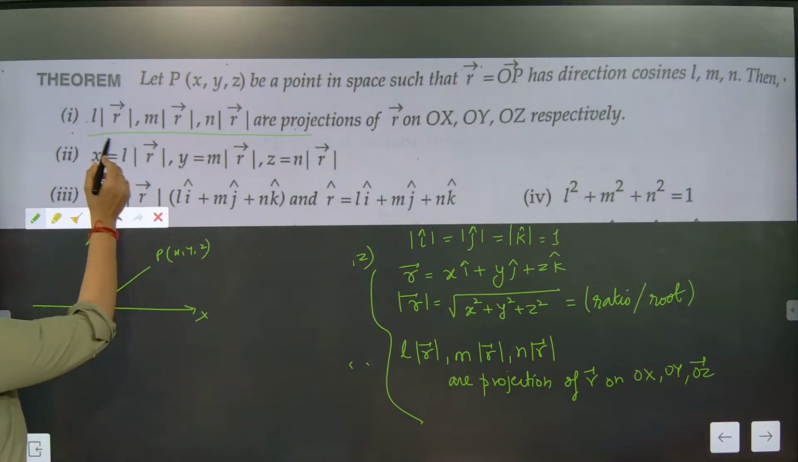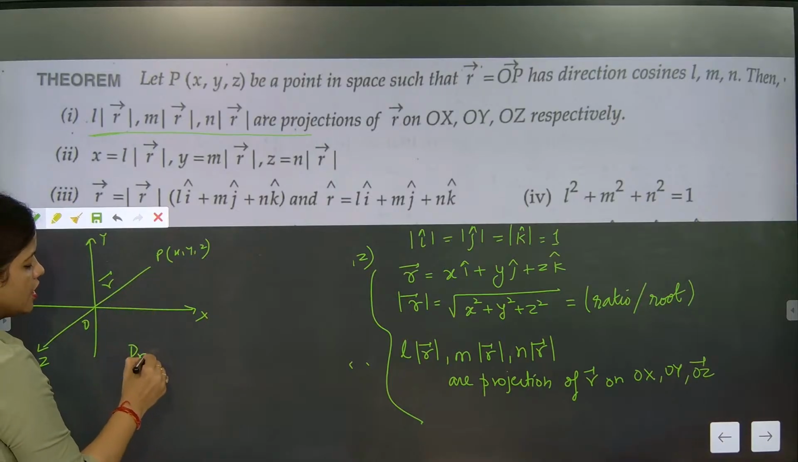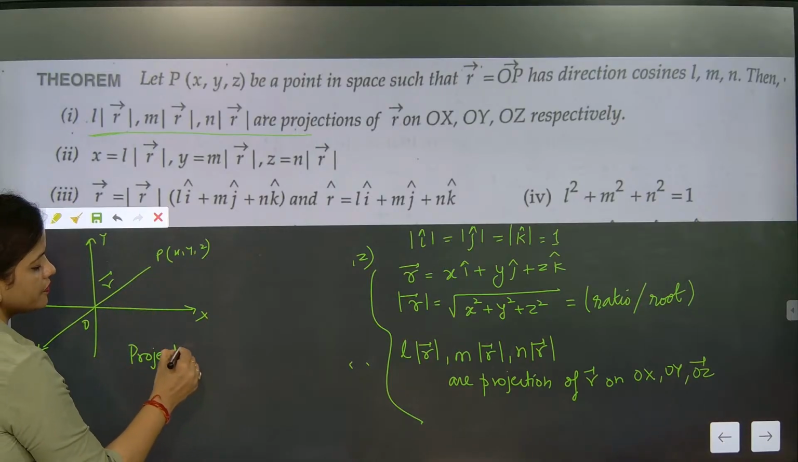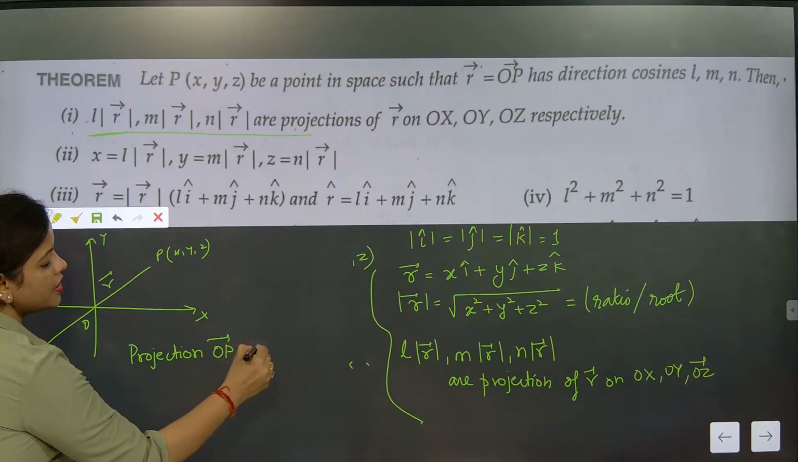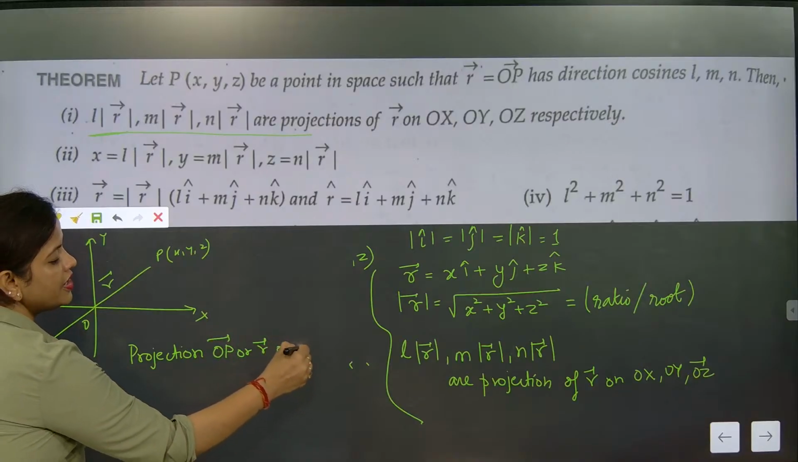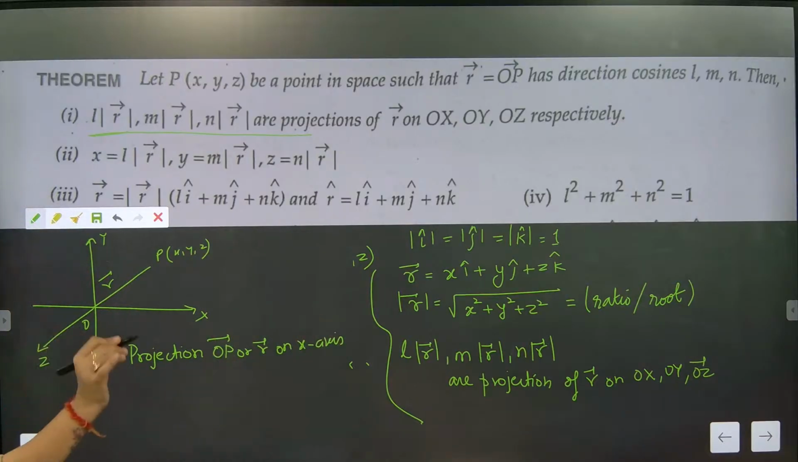Now we need to prove this one. So we will write the projection of the OP vector, or R vector, on the x-axis. We know the projection formula, no? So what will it come to?